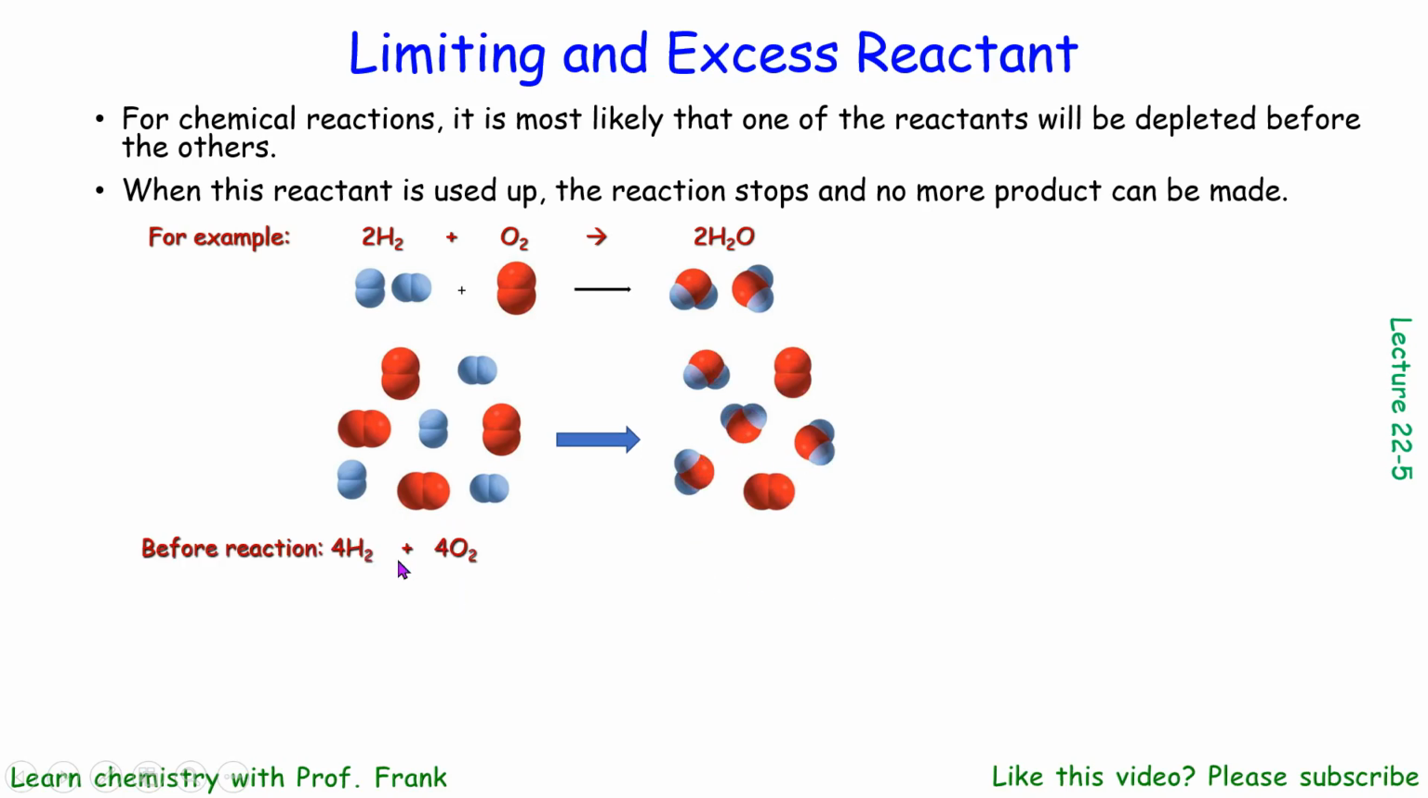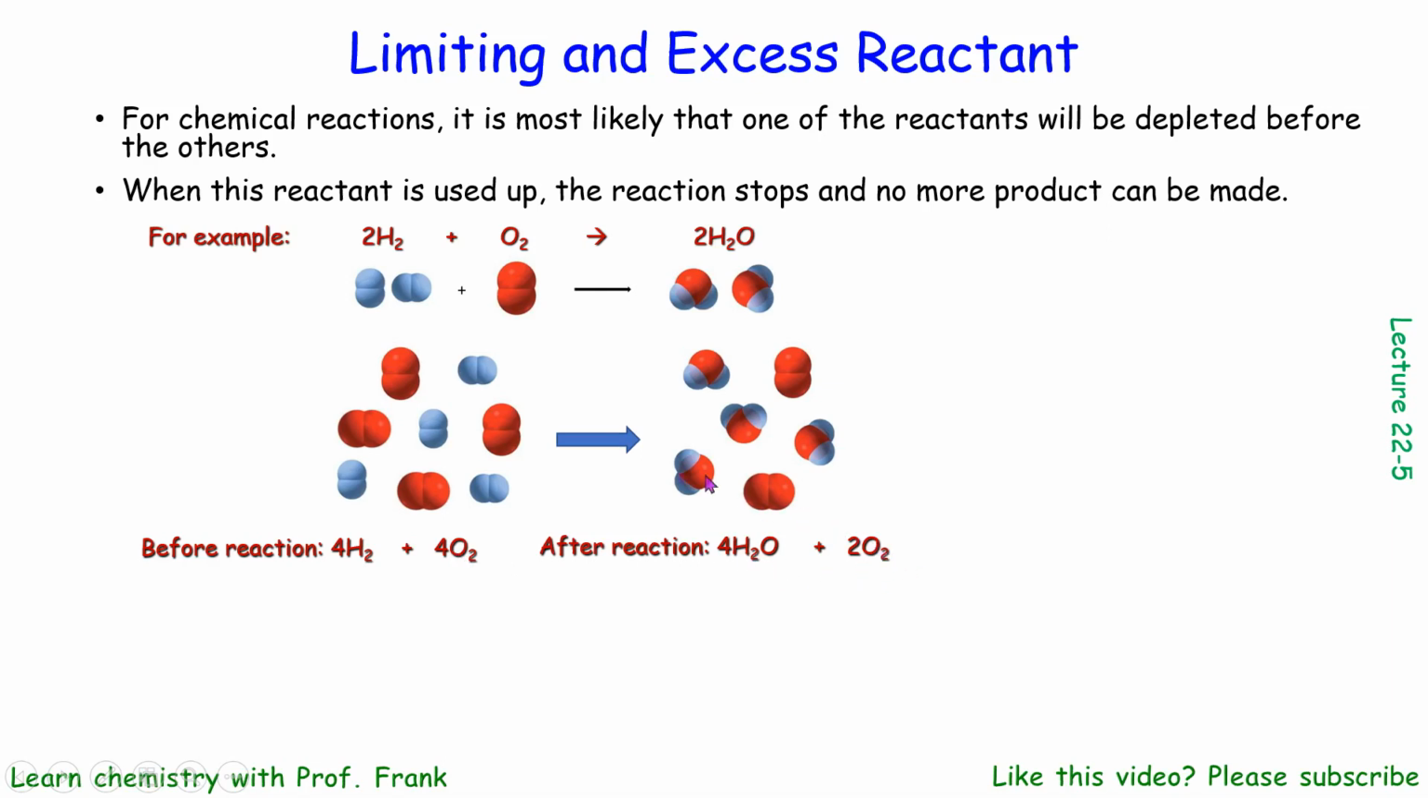Therefore, before the reaction, we have 4 hydrogen molecules, 4 oxygen molecules. After the reaction, we have 4 water molecules, but still have 2 unreacted oxygen molecules. If you count the total number of hydrogen atoms before the reaction, 8. After the reaction, 8. Oxygen atoms before the reaction, 8. After the reaction, 4 here and 4 here.